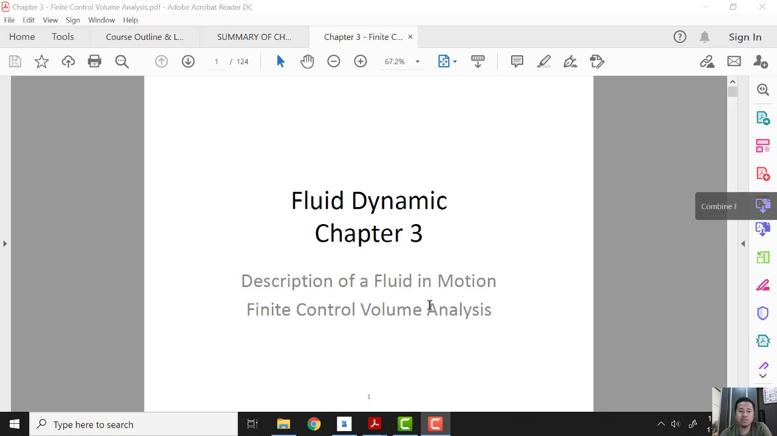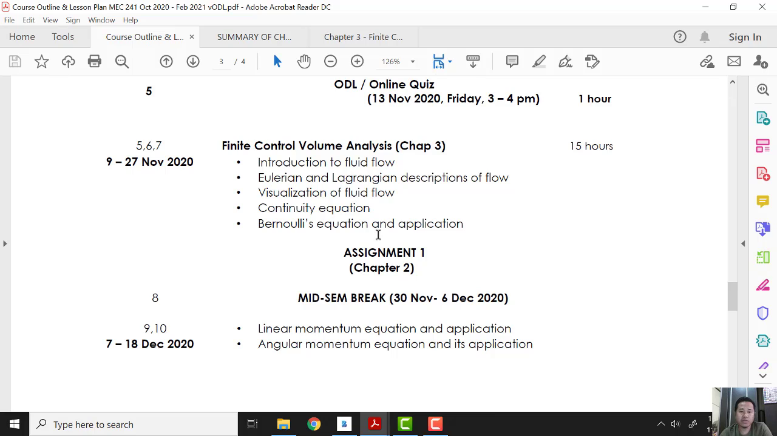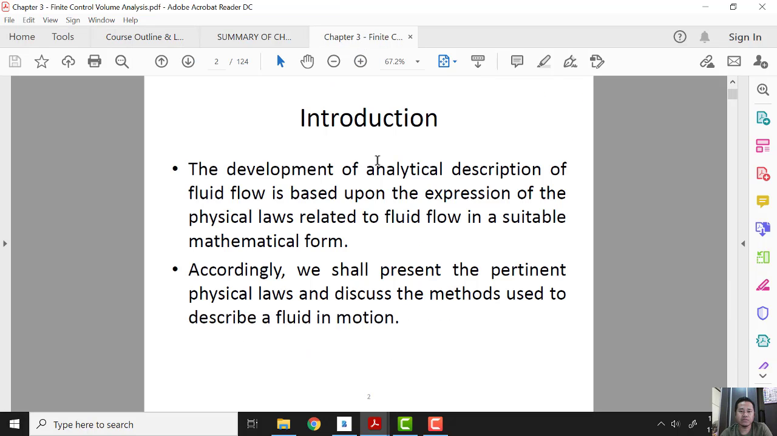We'll be looking at chapter 3, finite control volume analysis. In this chapter we'll look at the introduction to fluid flow, Eulerian and Lagrangian description of flow, visualization of fluid flow, the kinematic equation, the Bernoulli equation and its application, the linear momentum equation, and lastly, the angular momentum equation. First of all, let's look at what is fluid control volume analysis.